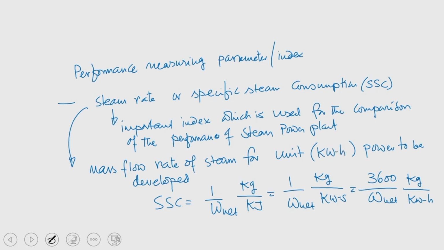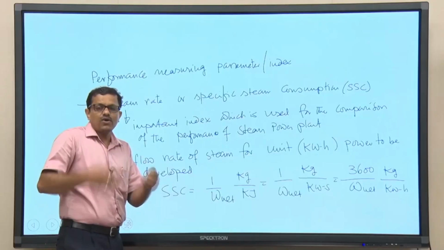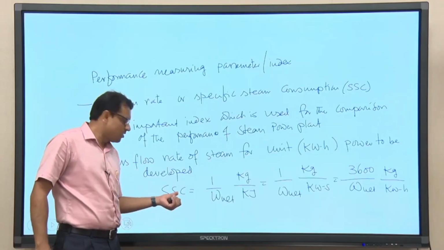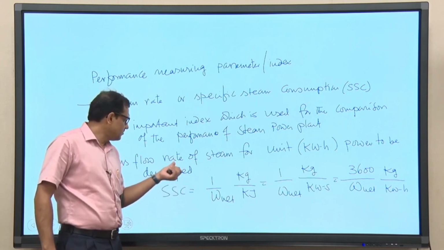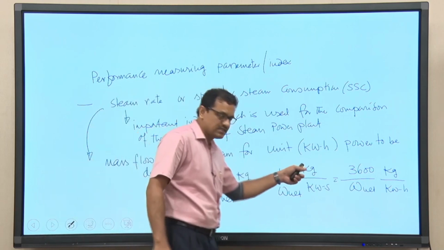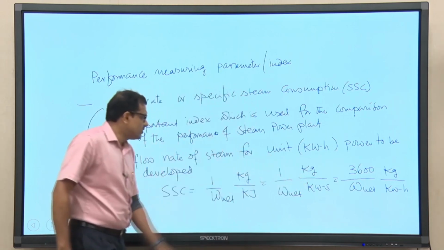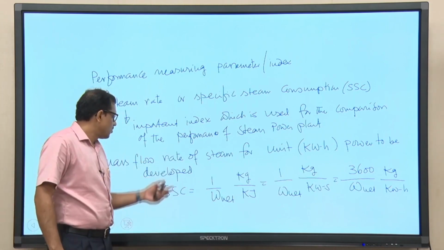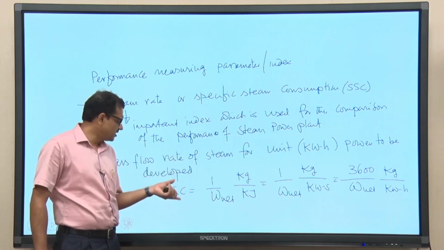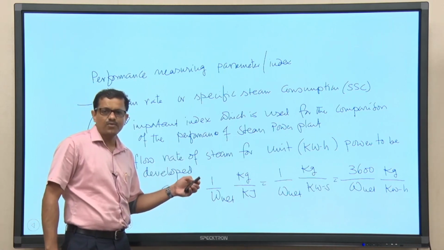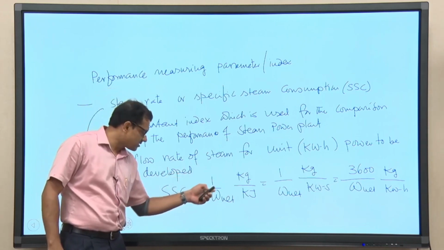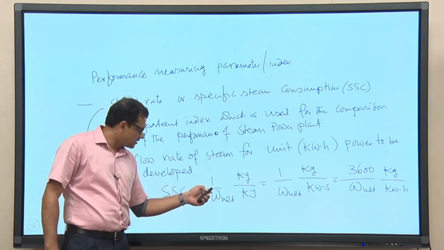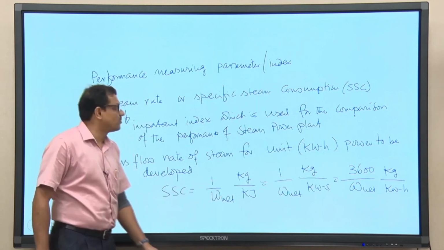Okay. So, now I have introduced another term, that is W net. What is W net? W net is the net work we are getting from the power plant. So, now you know that the specific steam consumption is nothing but the mass flow rate of steam per kg for unit power to be developed. So, if you would like to develop 1 kilowatt hour power, what would be the requirement of the mass flow rate of steam? That is the specific steam consumption rate.